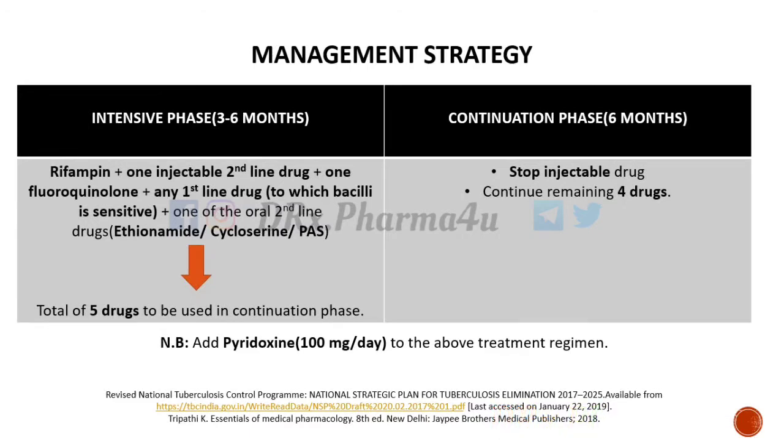In the continuation phase, we should stop the injectable drugs and we should continue the remaining 4 drugs. So this you have to understand in the hierarchical order. You see, a lot of terms are written here, like second line drug, first line drug, etc. To understand this, please go to my first video. I have explained very well which is the first line oral, first line injectable, and all these things based on group 1, group 2, group 3, group 4, and group 5. Please look into that. Pyridoxine 100 milligram per day should be added to the above treatment regimen.